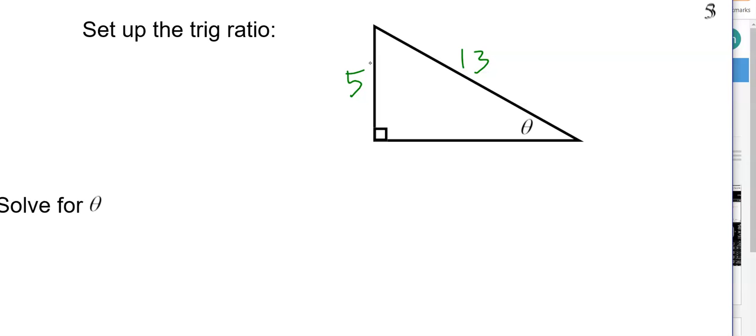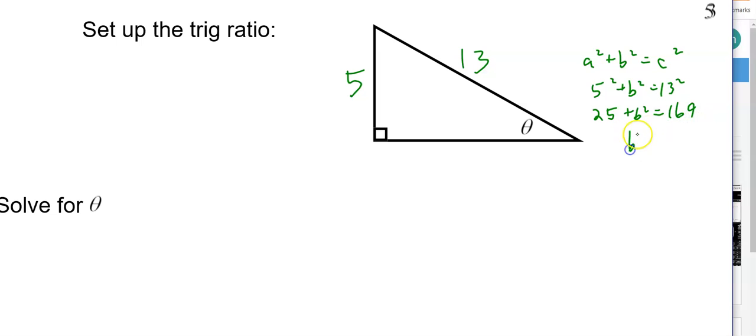So by the way, we are missing a side there. So I would recommend plugging in the Pythagorean theorem. So a squared plus b squared equals c squared. So 5 squared plus b squared equals 13 squared. So 25 plus b squared equals 169.